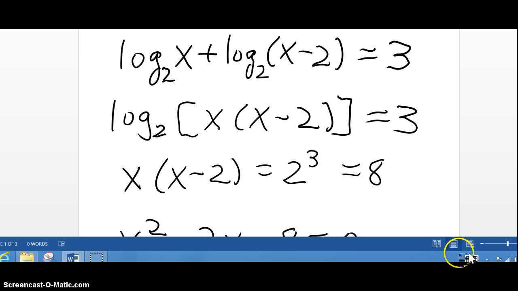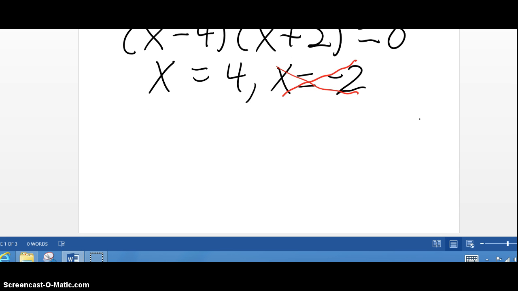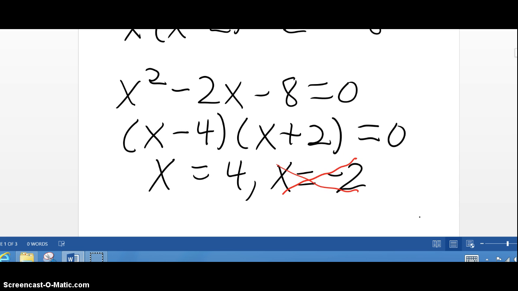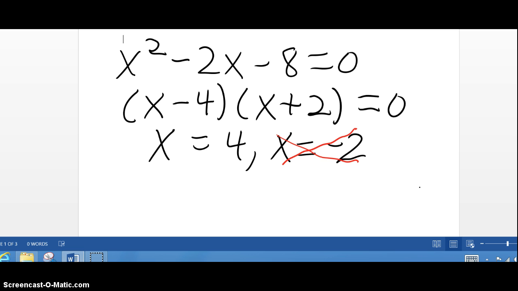Okay, so the next thing we're going to do is distribute the x times x minus 2. That gives us x squared minus 2x equals 8. Subtract 8 from both sides: x squared minus 2x minus 8 is 0. Now, this is a trinomial. You can factor it using the x method, and that was a video I made available earlier in the semester. You factor it to get x minus 4 times x plus 2 is 0. Set each factor equal to 0. x is 4, x equals minus 2.